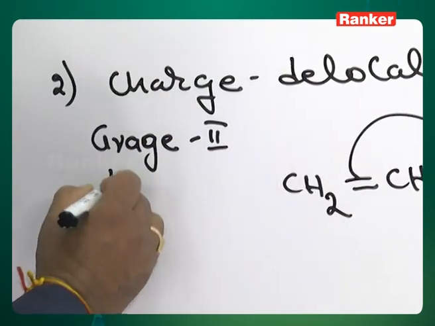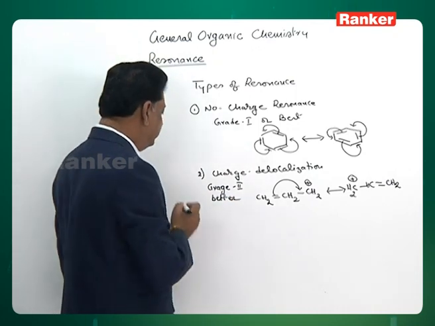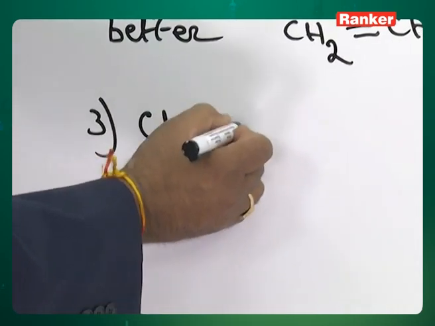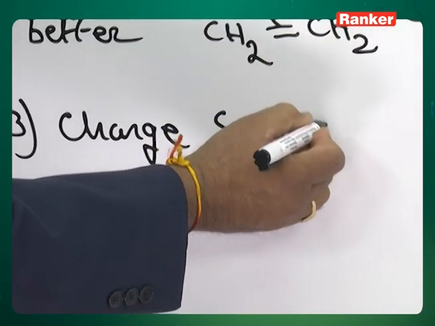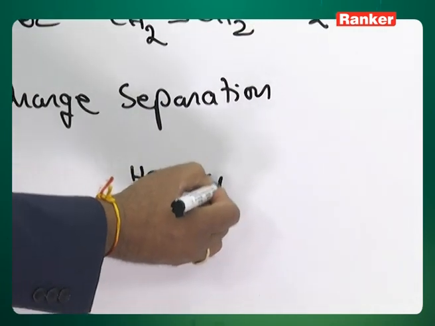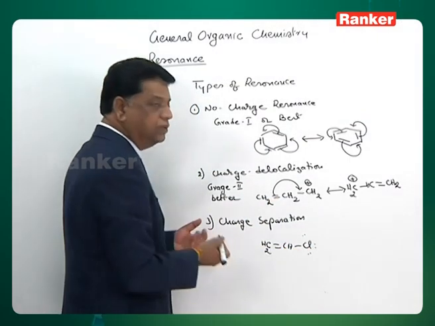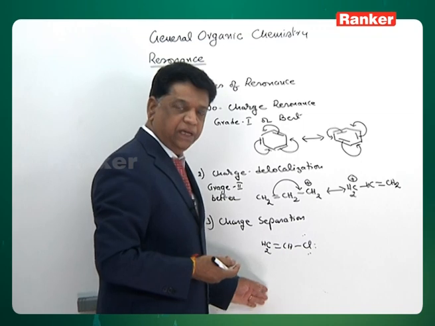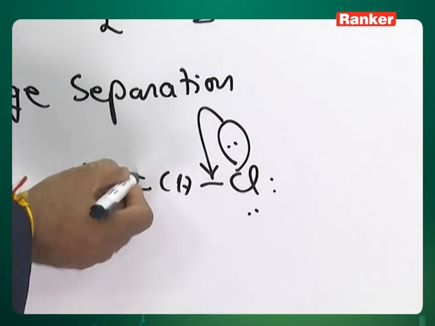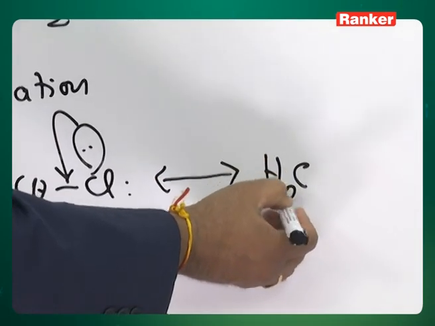Grade 2, or you can say comparatively it is the better resonance; it is not the best resonance, but it is the better resonance. The third one you can say is charge separation. Charge separation means the original one has no charge, a smaller molecule like vinyl chloride, let us take. Vinyl chloride has no charge, or butadiene has no charge, but when you write the resonance structure, the lone pair is rich, therefore this is giving and this is taking, so this side you will get a minus charge.